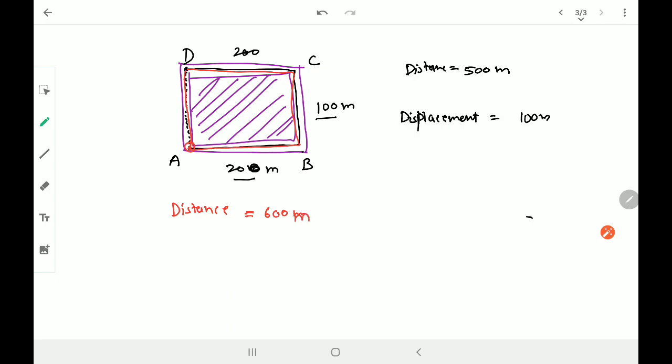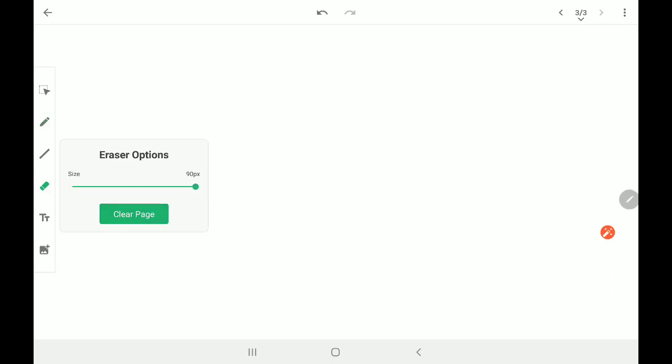And now what is his displacement? Now that is quite interesting here. What do you think his displacement is? His initial position was A and the final is as well A. So do you know what his displacement is? Yes, it is 0 meter. No change in the position. Is this clear? I hope you understood the concept, right?